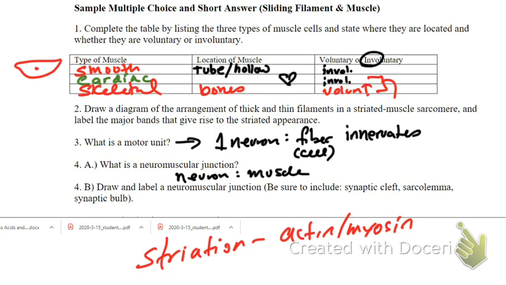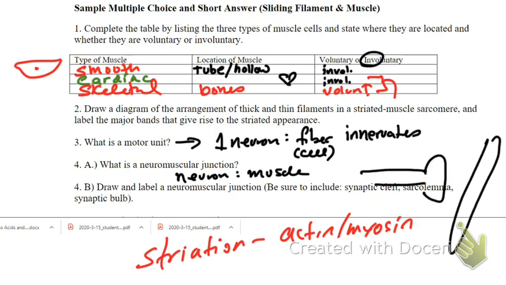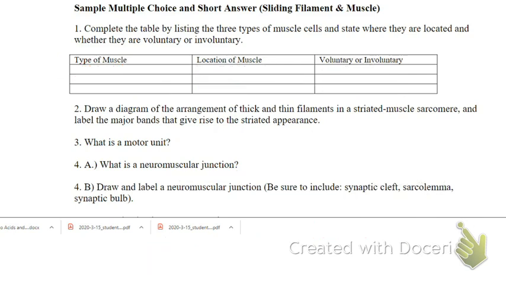And draw and label a neuromuscular junction. Here's a synapse. Here's a muscle cell. Be sure to include the cleft, the sarcolemma, the synaptic bulb, and the receptor for acetylcholine. Hopefully you guys know that. It's anatomy, but still, you've got to review stuff to make sure you know your physiology.